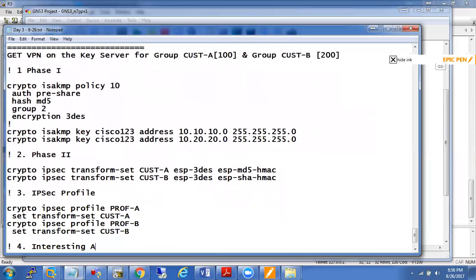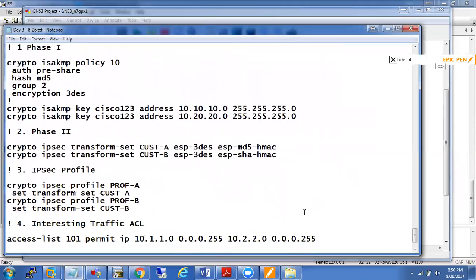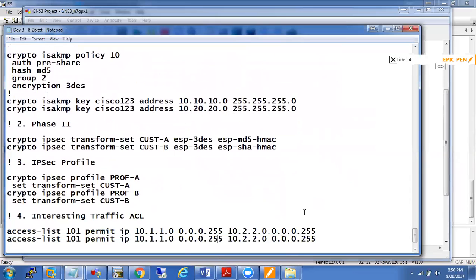Step 4. You guys remember? Access-list 101 permit IP 10.1.1.0 to 10.2.20. Actually, it's the same ACL, but I want to segregate it because I don't want to keep it the same. Actually, no. It'll be 10.1.0. Yeah, in my case, because there's only 2, so it's okay.